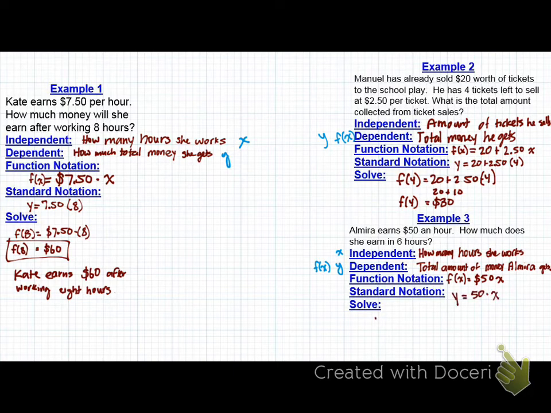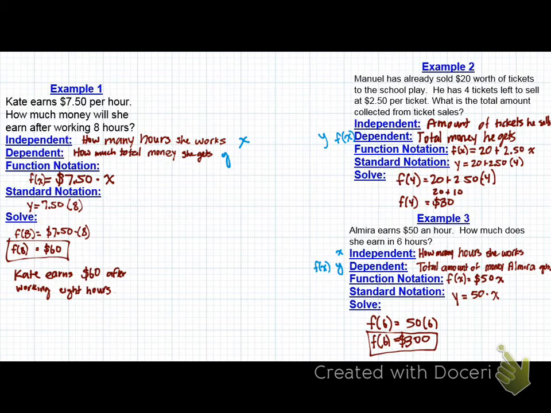So now we're going to solve. We're asking ourselves, well, how much does she make in 6 hours? So we're going to start with this f of 6. We're going to plug it into our original function that we just wrote, 50 times 6, and then we know 50 times 6 is 300. So now we'd write a complete sentence answer. How much does she earn in 6 hours? Well, we would say Amira earns $300 in 6 hours.